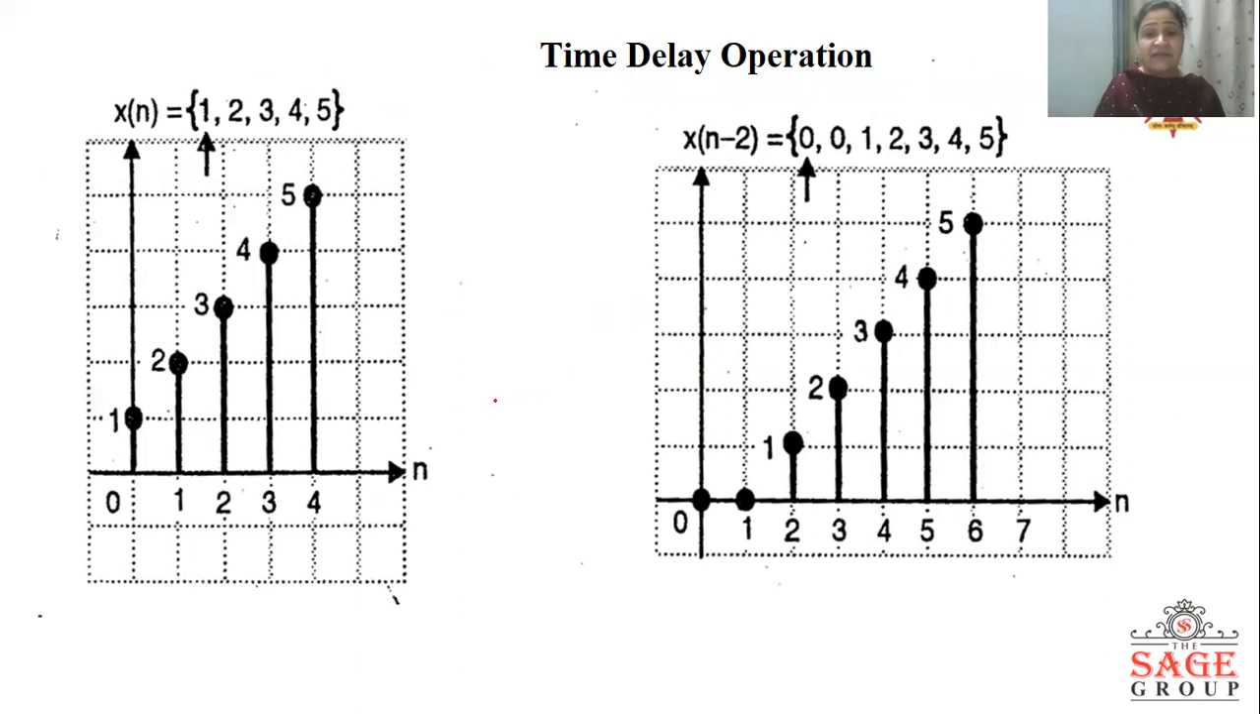Now, this is the graphical version of the signal x of n minus 2. Say this is signal x of n, which has x-axis as n. Since we have 1, 2, 3, 4, 5, at n equal to 0, I'll get 1. At n equal to 1, I'll get 2. At n equal to 2, 3, and so on. Now after delaying it by 2 samples, I'll get 0, 0 at n equal to 0 and 1, and now my sequence will start from n equal to 2. At n equal to 2, I'll get sample 1. At n equal to 3, I'll get sample 2, and so on.